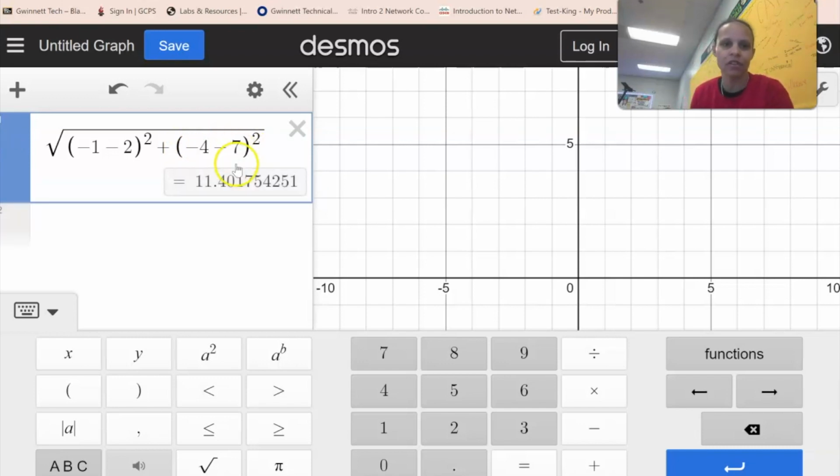y1 is 7. All right, is this rational or irrational? And how do you know? All right, so this is irrational because it is not repeating, it does not terminate, and you cannot write it as an integer or fraction.